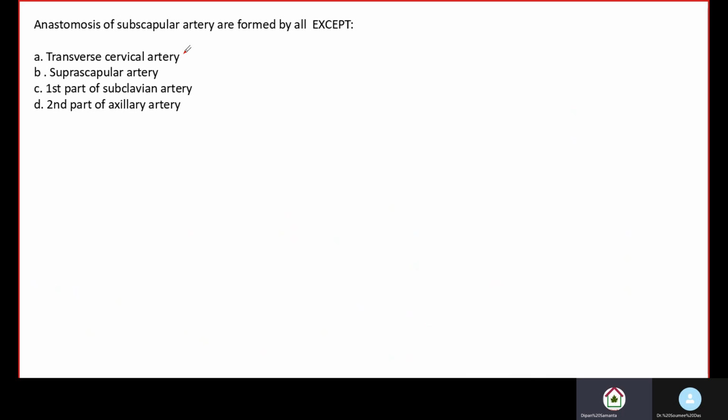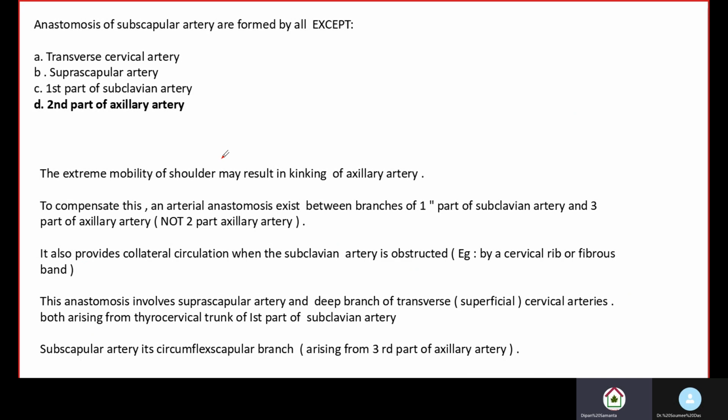Anastomosis of the scapular artery is formed by all except: transverse cervical artery, suprascapular artery, first part of subclavian artery, second part of axillary artery. And the answer will be the second part of the axillary artery. The extreme mobility of the shoulder results in kinking, meaning pressure on the axillary artery, and to compensate this, the arterial anastomosis occurs. It exists between branches of the first part of the subclavian artery and the third part of the axillary artery, not the second part.